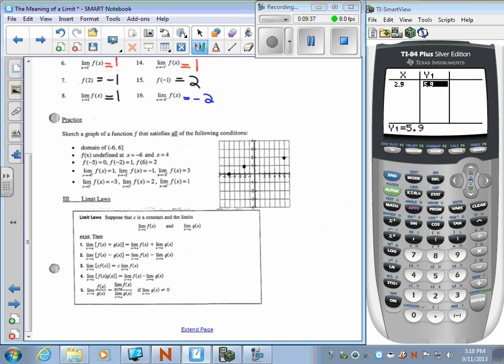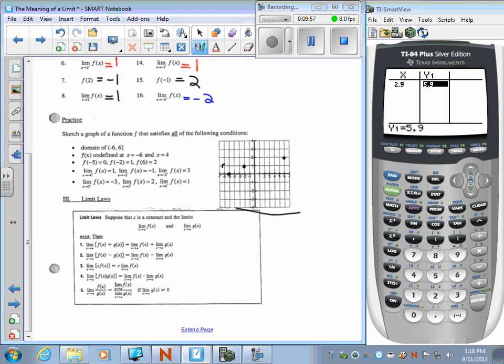The next bullet, we have the limit as x approaches -6 from the right. So that's coming from here towards -6. My limit value is 1. That actually tells me quite a bit. That tells me that as x approaches -6, my limit's trying to be 1.